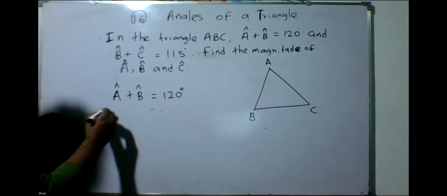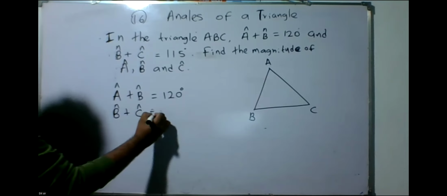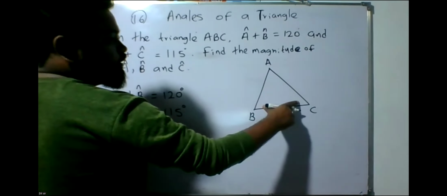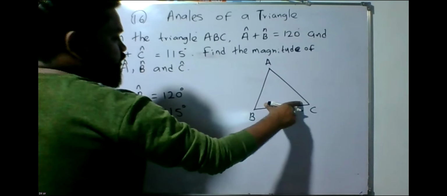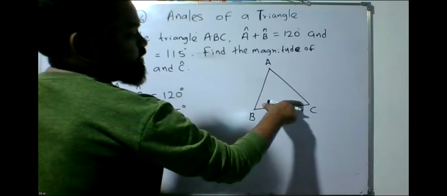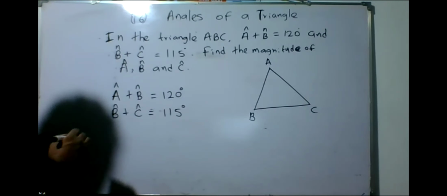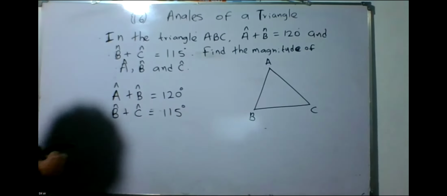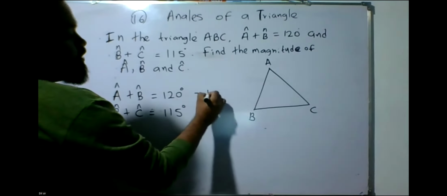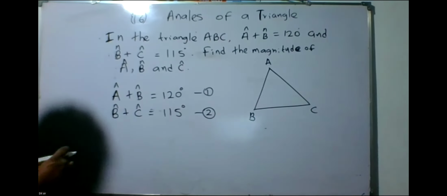What is the other data? B plus C equals 115. The sum of these two is 115. Their values are not given separately, but the sum is given. Listen to this carefully. I will name them the first equation and the second equation. Right?